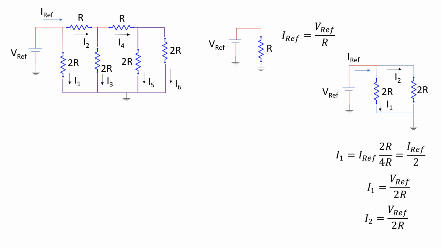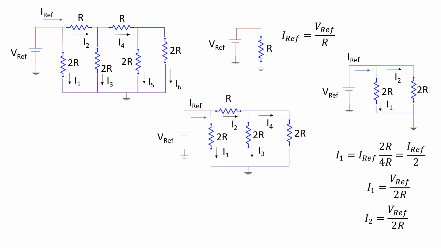Now to find I3 and I4, this will be the particular circuit we have to consider in this case. The main current for finding I3 and I4 is I2, so we have to substitute in terms of I2. Therefore, I3 will be equal to I2 times 2R divided by 4R, which is equal to I2 divided by 2, which is equal to V reference divided by 4R. Since I2 is V reference divided by 2R, I3 will be equal to V reference divided by 4R. Similarly, I4 will be equal to V reference divided by 4R.